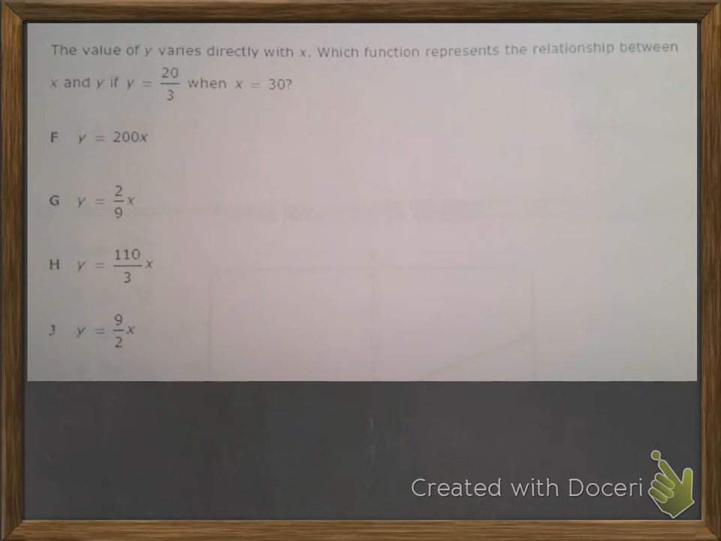This is the second problem on page 4. Unfortunately, it doesn't have a problem number. It says the value of y varies directly with x. Which function represents the relationship between x and y if y is 20/3 and x is 30? So let's talk about varies directly. This is the same kind of as the last question that says directly proportional.